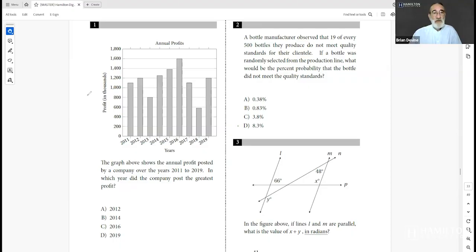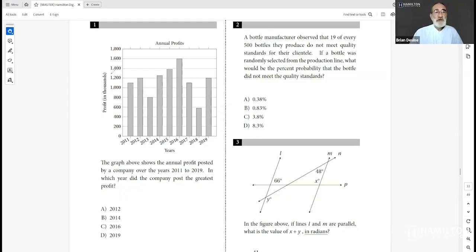And in this session, we're going to be going through the math sections of the digital SAT coded number 302. So let's get into it.